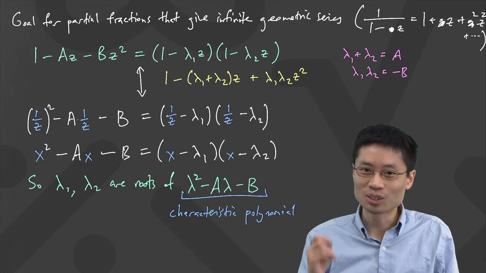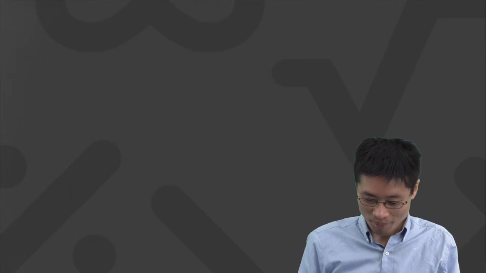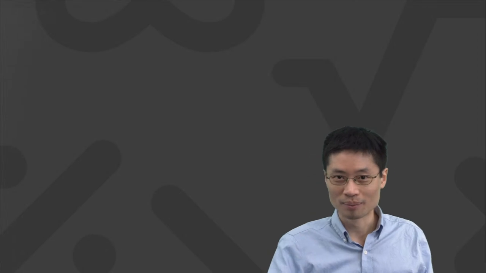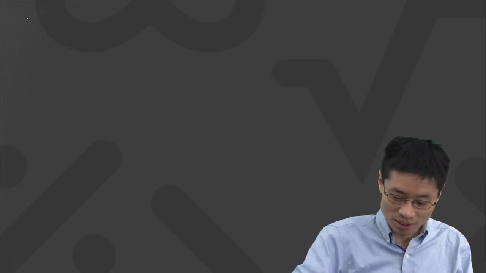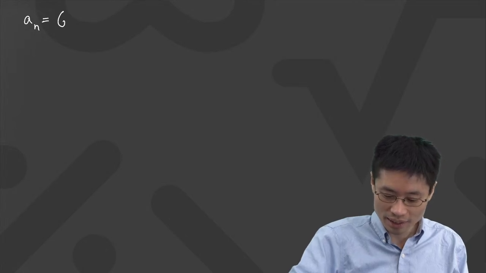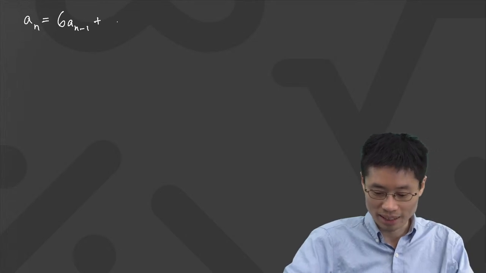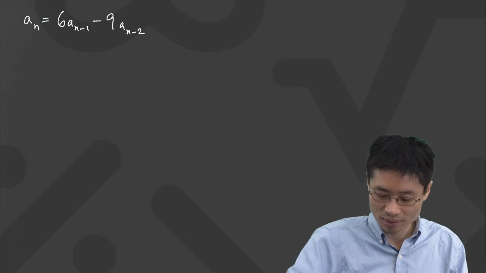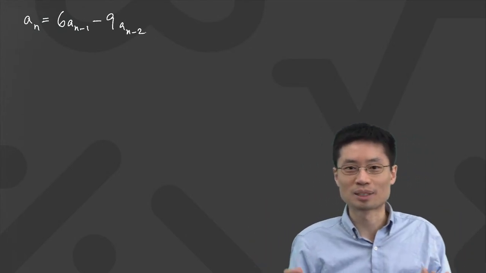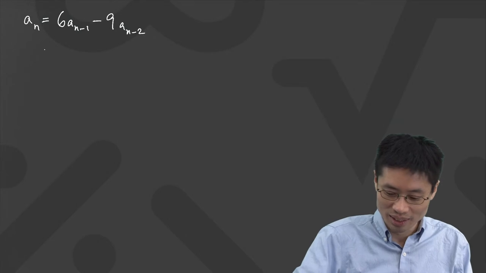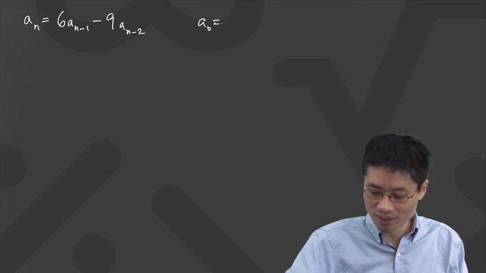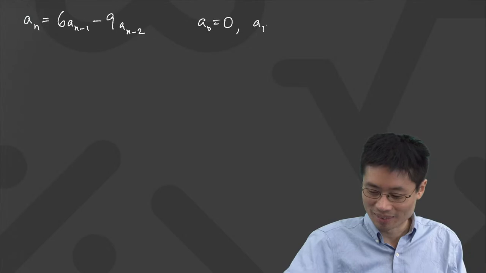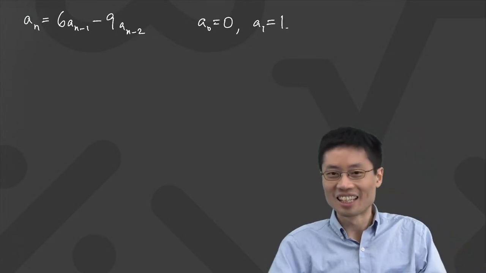Well then, let's do one problem which has actual numbers. So now let's do this with another problem. It's not Fibonacci anymore. I want to do it with the problem a_n equals 6a_(n-1) minus 9a_(n-2). And let's make some simple things: I just want to have a0 equals 0 and a1 equals 1 because I'm lazy. All right, let's just do this.